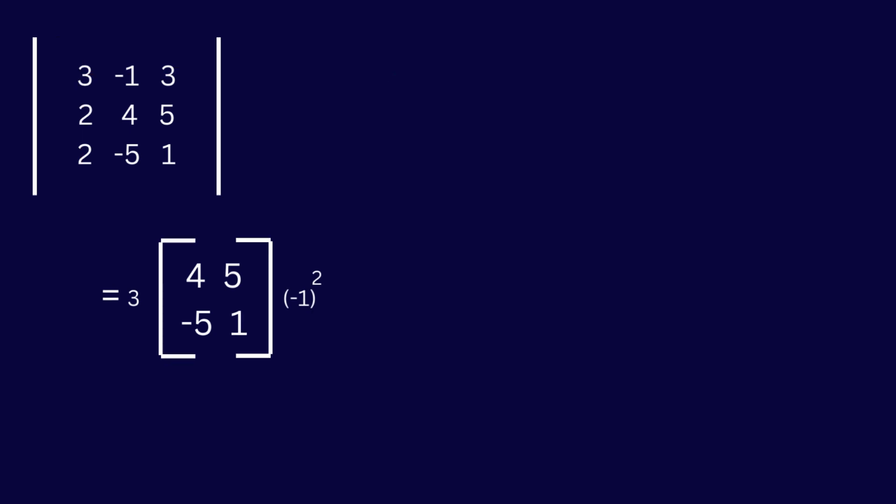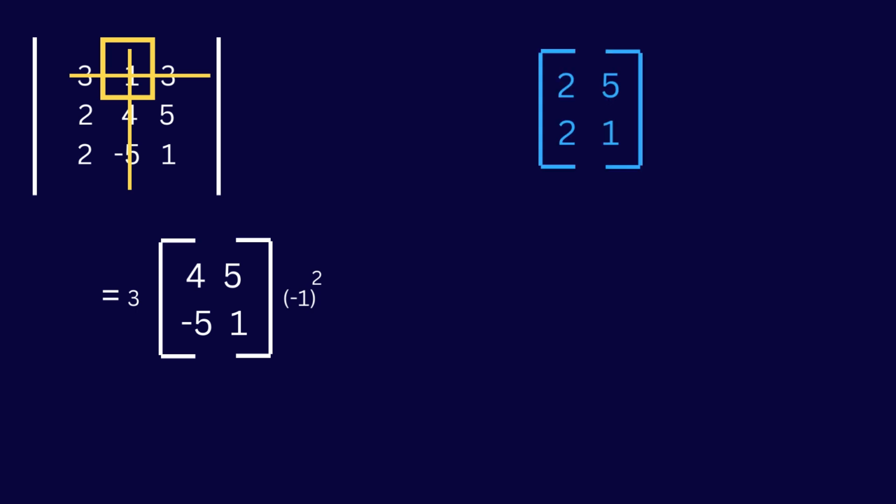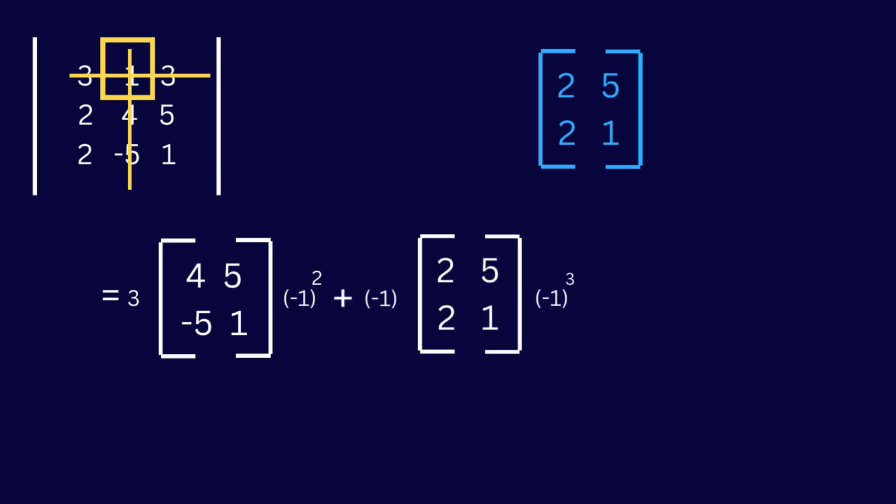Now move on to the second number of the first row. Then draw a horizontal line and a vertical line like this. So the remaining numbers are 2, 5, 2 and 1. Then create a new matrix like this. After that, like previously, the new matrix is multiplied by the second number of the first row, then again multiplied by negative 1 cubed. Then I will put it like this: plus negative 1, then the new matrix, then negative 1 cubed.